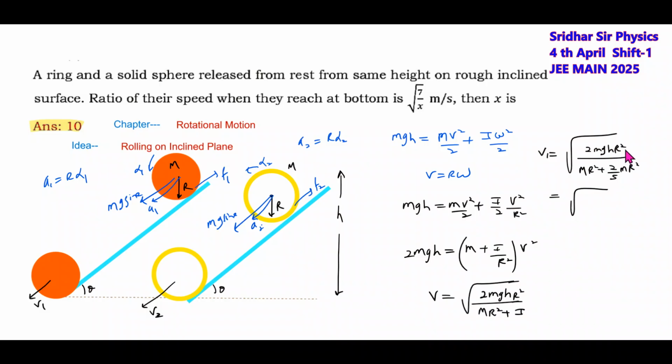Okay, mr square will get cancelled out. 5 to the 10 gh by 7. This is the speed of solid sphere.